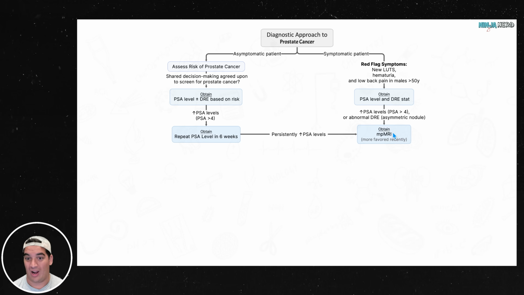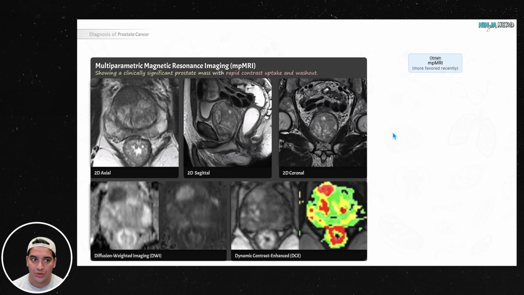You should do an MP-MRI, or some textbooks say go straight to the transrectal ultrasound with biopsy. Now, I do think this is a great test because as you can see here, we have so many sequences. You can appreciate a hypo-intensity here on the T2, and a hyper-intensity here. All of these things are telling me I've got a prostate mass.